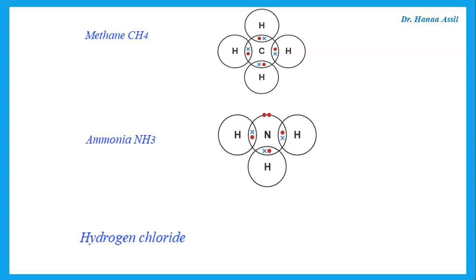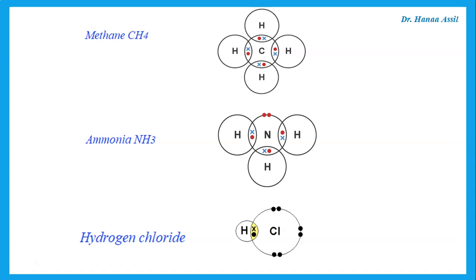Ammonia, nitrogen has 5 electrons in its outer shell. It needs 3. So we have 3 hydrogens donating an electron each, but we still have the rest of the 5 from the nitrogen, so don't forget that pair of electrons that is away from the sharing. Please practice all of these.